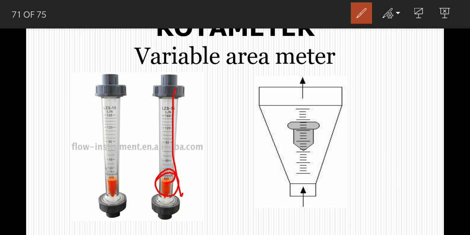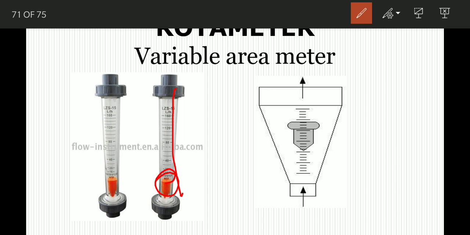During the fluid flow through the tube, the plummet rises and falls because of the variation in the flow. This plummet goes up and down due to the variation in the flow. As a result, the area of the annular space between the plummet and the tube varies.